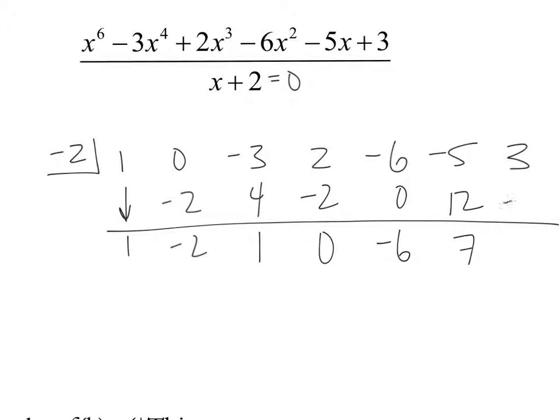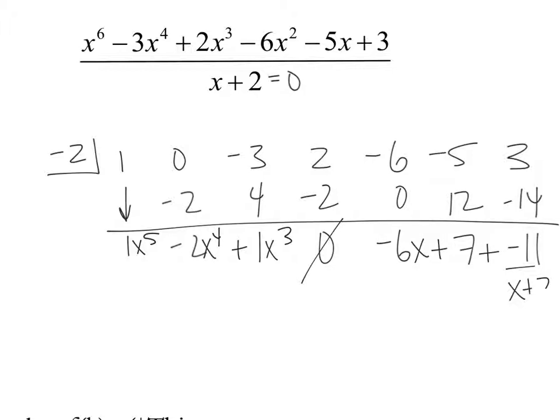Add, -14, -11. So if I'm writing my final answer here, this is actually kind of a lot of x's and stuff. I started with x to the 6th, therefore I'm filling in x to the 5th, x to the 4th, x to the 3rd. I don't need the x squared, x, 7. And my remainder is -11 over x plus 2. So that's how you're typing your answer.